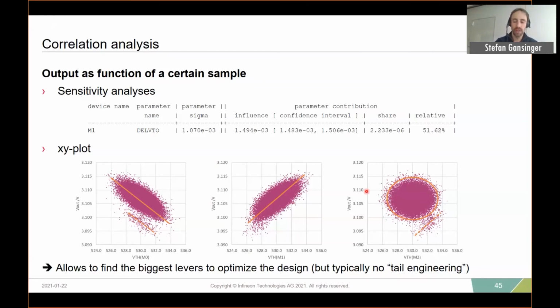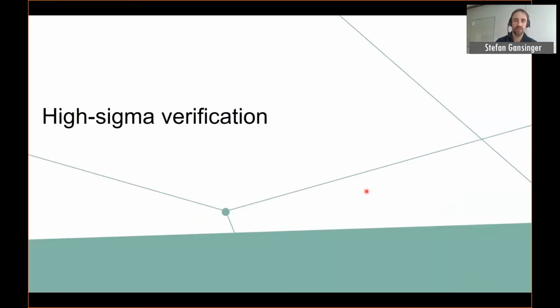To do so, there are more innovative methods, which I'm going to present now. And these methods are summarized under the topic of high sigma verification. High sigma means we want to simulate up to very high sigma values or very low probability values.